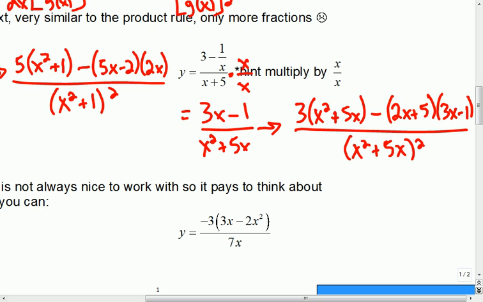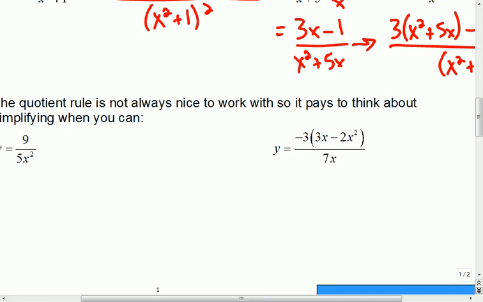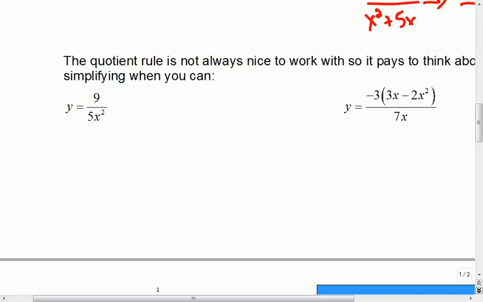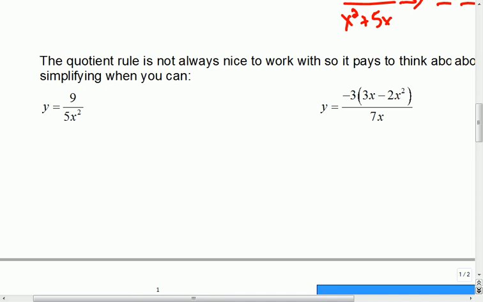So as you can see, the quotient rule is not necessarily the nicest one to work with because there's fractions, and it's a little trickier to remember than the product rule. So sometimes rather than working with the quotient rule, it can pay to simplify. So for example, you get into autopilot and you see something like 9 over 5x squared, and your brain says, oh, that's a fraction, that means quotient rule. It'll still work if you do the quotient rule, but there's just a lot simpler ways to answer this question. So that's what I want you to think about for these next 2 examples. See if you can simplify it first before you worry about using the quotient rule.